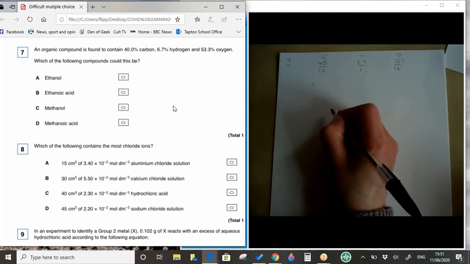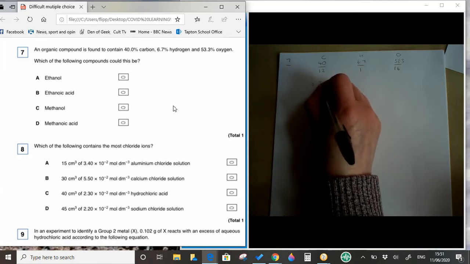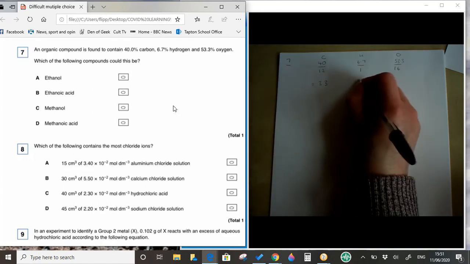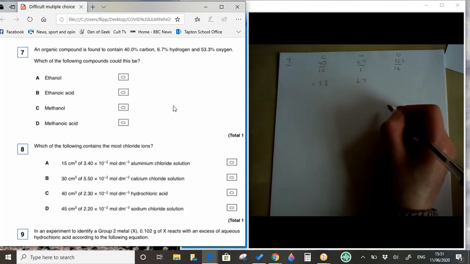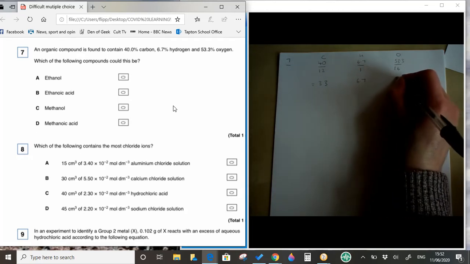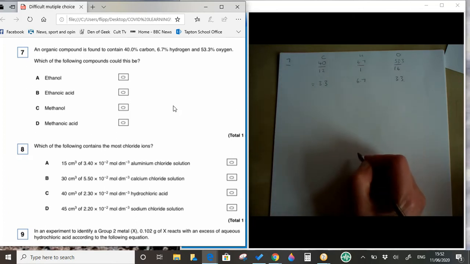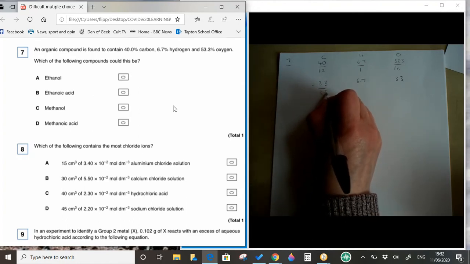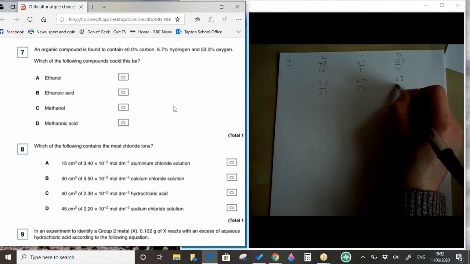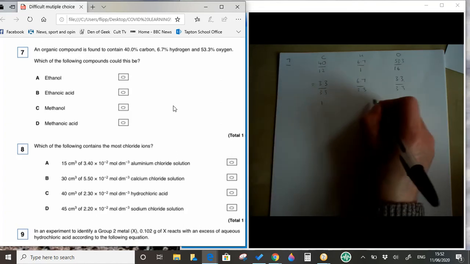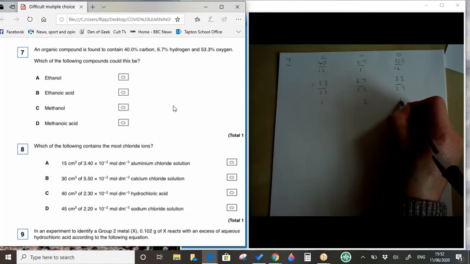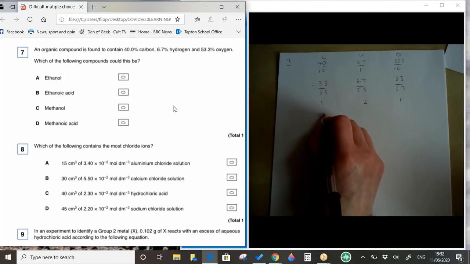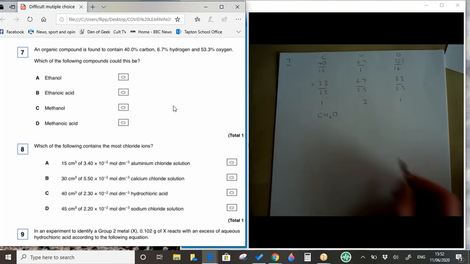So if I stick that into my calculator, I will get 3.3. That's obviously 6.7 because I'm just dividing by 1. If I stick that into my calculator, I also get 3.3. Then I just need to divide by the smallest number. So divide that by 3.3, that by 3.3, that by 3.3. So that gives me 1, 2, and 1. So that gives me an empirical formula of CH2O.